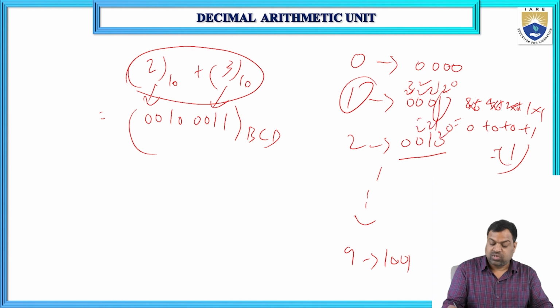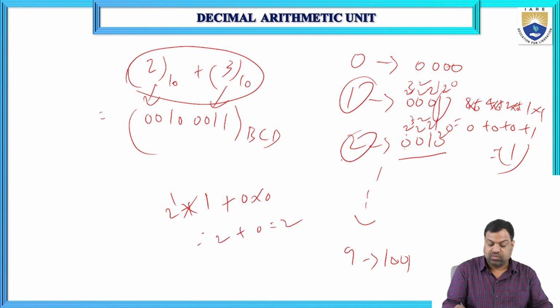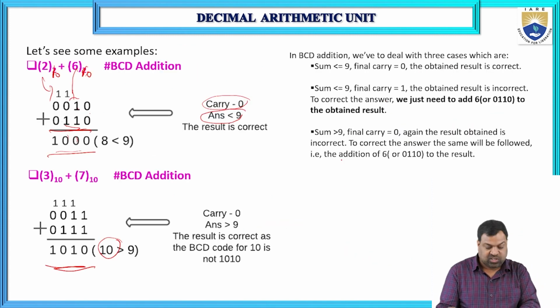Now I am taking 0 0 1 0. 2 power 0, 2 power 1, 2 square, 2 cube. 2 cube into 0, 2 square into 0, 2 power 1 into 1, plus 0 into 0. 2 power 1 into 1 is 2, plus 0. What is the value? 2. Did you get this one? Yes, I got this one.